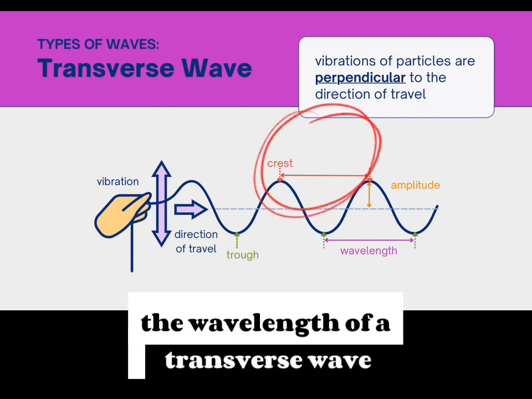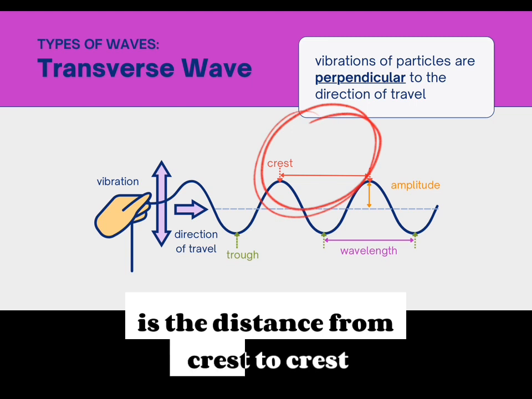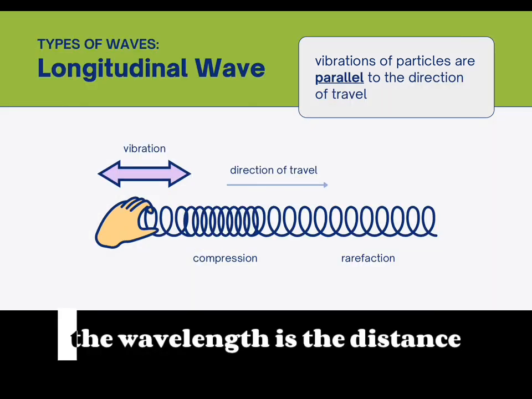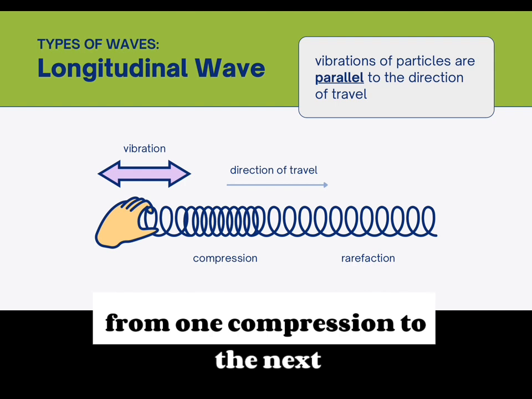The wavelength of a transverse wave is the distance from crest to crest. For a longitudinal wave, the wavelength is the distance from one compression to the next.